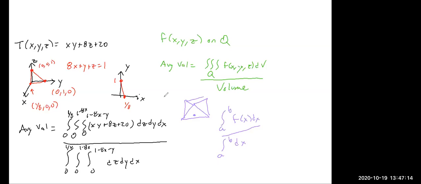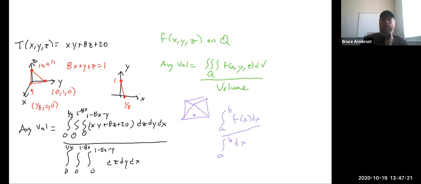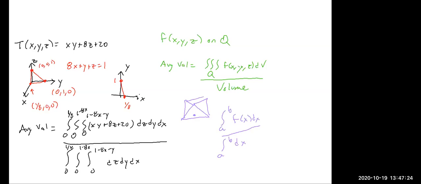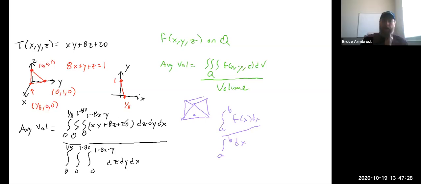Is that making a little more sense? Yeah, it makes perfect sense. I would have been thrown off if x squared affected the bounds, but I'm glad it doesn't. No, the function never affects the bounds. Here we're integrating xy plus 8z plus 20. Another time we're integrating 1. But that didn't change the bounds, because the bounds come from the region. So the region specifies the bounds, and the function comes from whatever the function comes from.